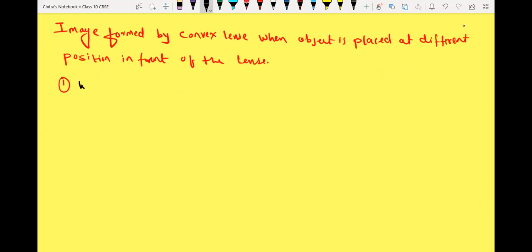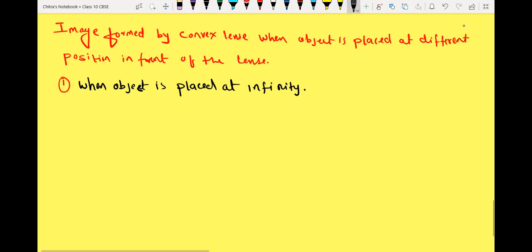So when the object is placed at infinite distance, or infinity, first we'll have to discuss the diagram.